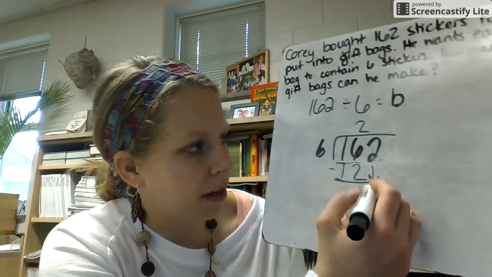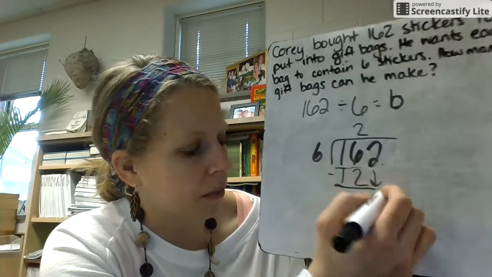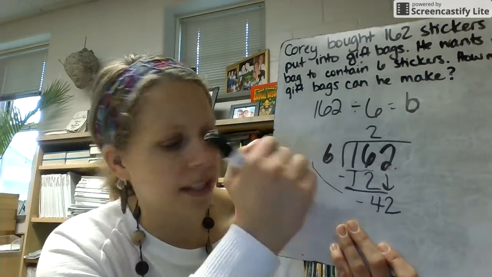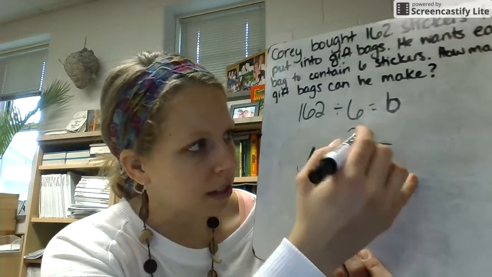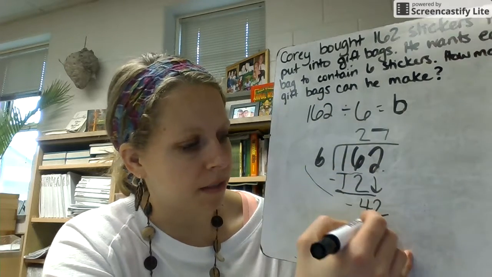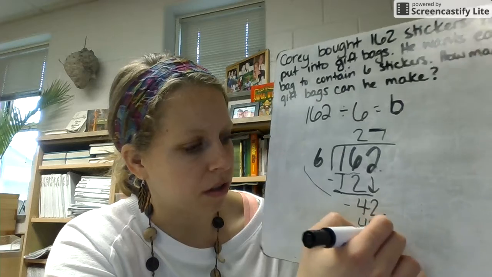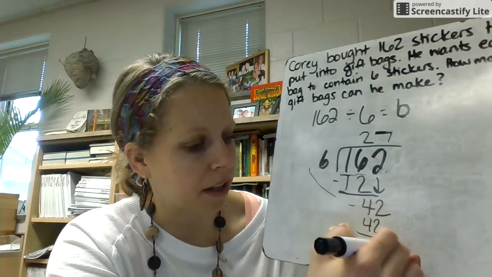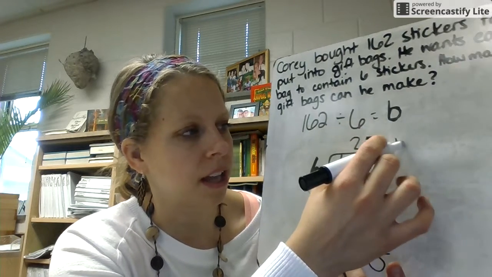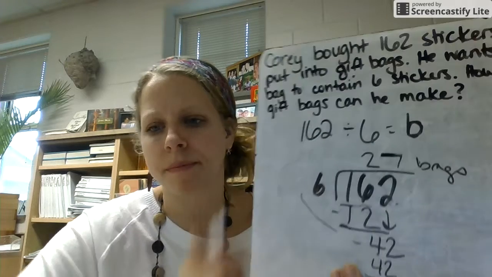Now this time we're going to bring down a 2 and we're going to divide again. 42 divided by 6 is 7 and 7 times 6 is 42. When we subtract there, we get 0, so our answer is 27 gift bags.